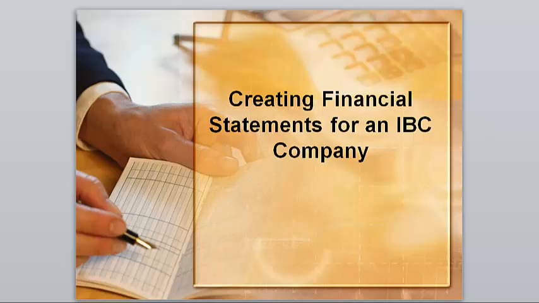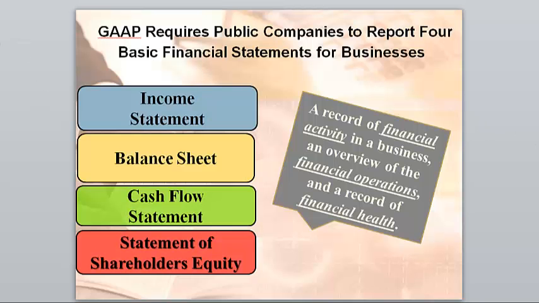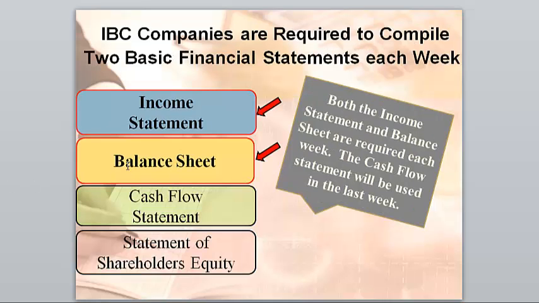First of all, publicly traded companies are required to file 4 financial statements each quarter with the Securities and Exchange Commission. Those 4 financial statements are the income statement, the balance sheet, the cash flow statement, and the statement of shareholders' equity. However, in your IBC companies, you'll only be required each week to present 2 financial statements, the income statement and the balance sheet.